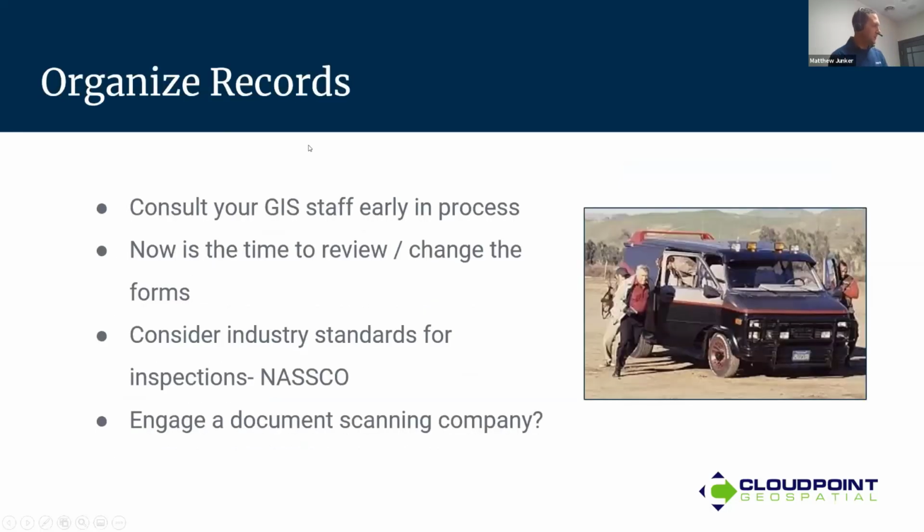So moving on to organizing your existing records. If you have GIS staff, involve them early in this process. In fact, you may want to include them when you put your A team together. Determine how you're going to use the content of your paper forms when you build your electronic forms. Consider industry standards for inspections. For the existing records, do you need assistance from a document scanning company to convert these records to digital form, or can you cover that task?